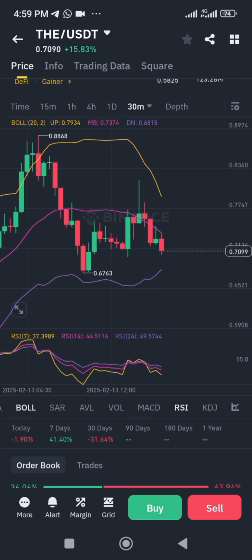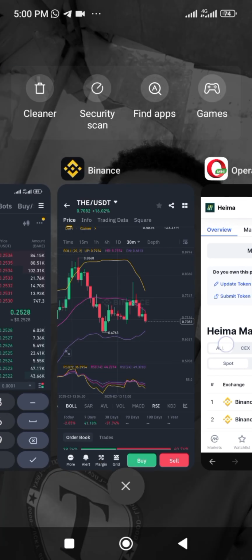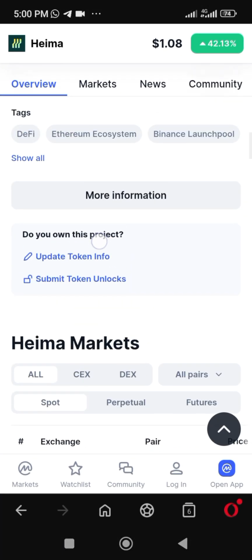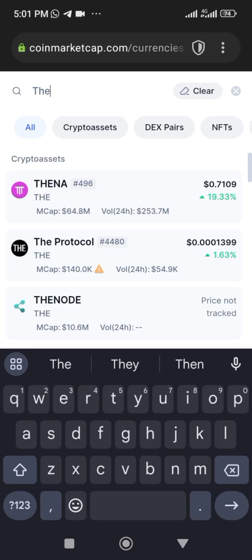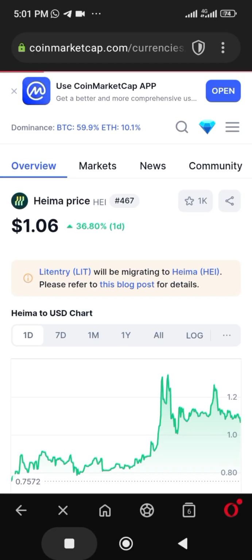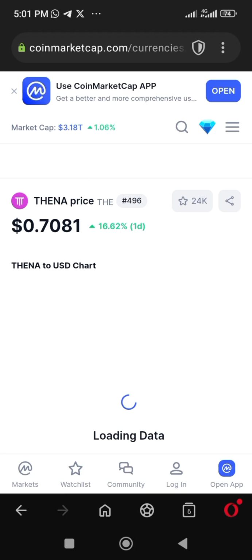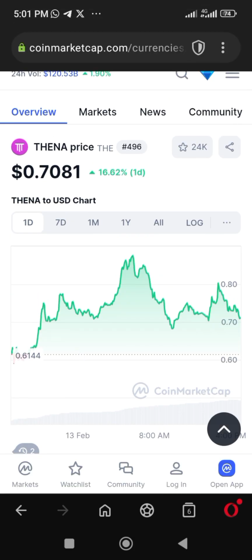So let's go to CoinMarketCap. You are going to search for the coin you actually want to buy. What is the name of the coin? So let's search for it. So this is the coin. Once you click on it, you wait for it to load up.